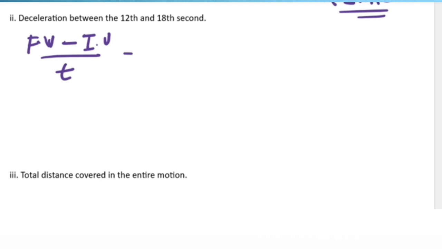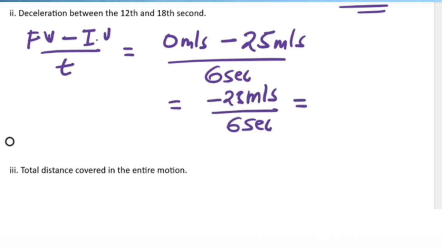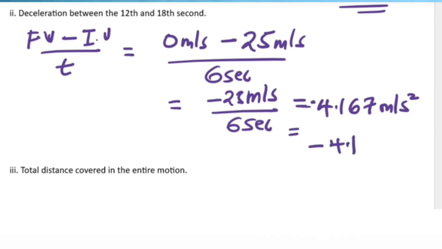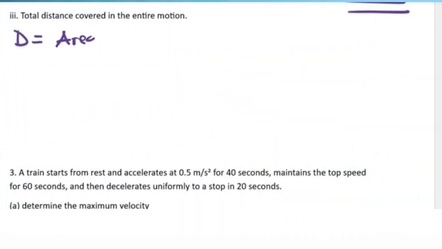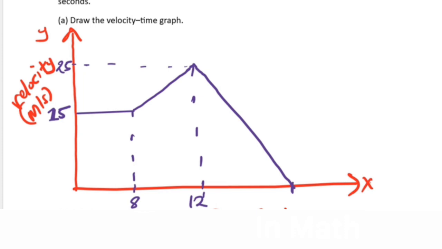The next part, the deceleration between the 12th and the 18th second. So final velocity is 0 meters per second, initial velocity is 25, and time taken is 6. So that is going to be negative 25 meters per second divided by 6 to give us negative 4.167 meters per second square. Distance is equal to the area of the shape formed, as we said earlier. So therefore, we can divide this shape into 3 different shapes, where the first part is a rectangle, the next is a trapezium, and the next is a triangle.